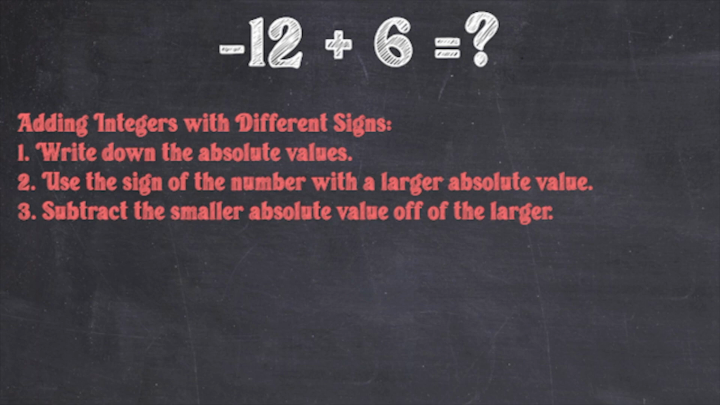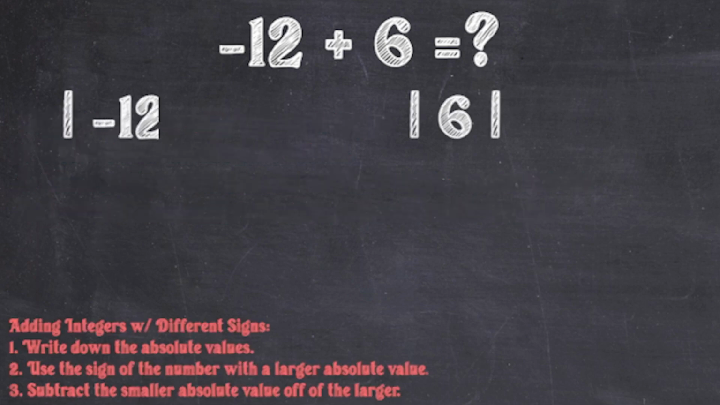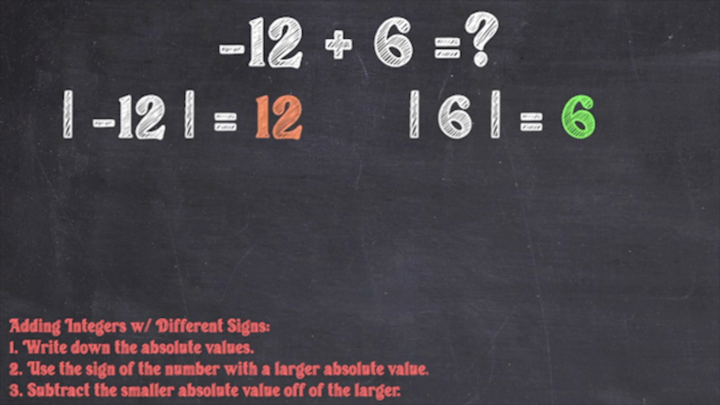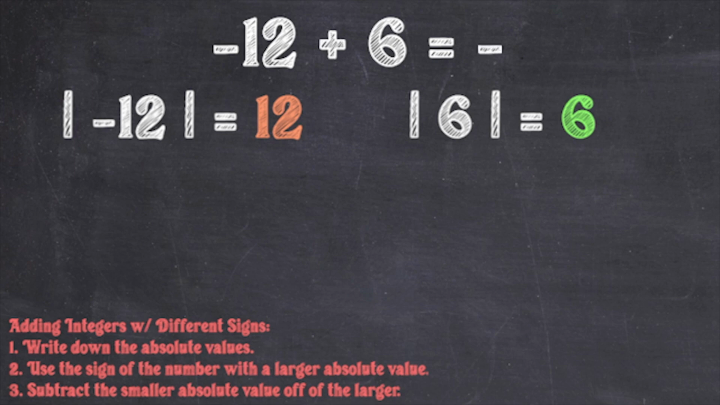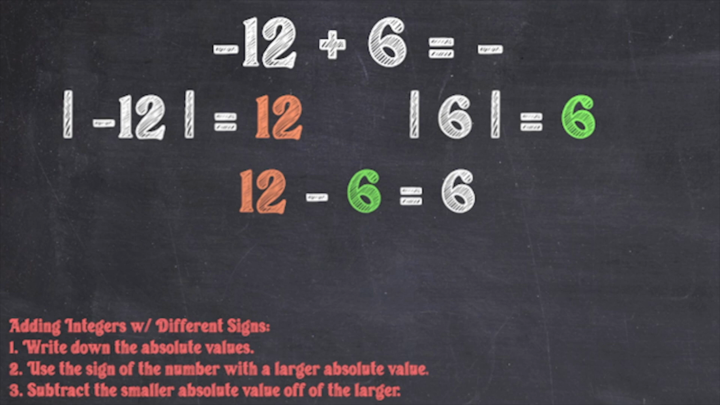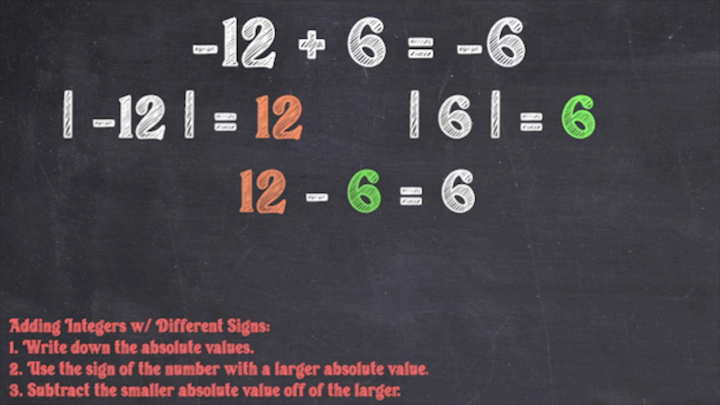Let's try out these steps with the problem -12 plus +6, starting by writing down the absolute values. The absolute value of -12 is 12, and the absolute value of 6 is 6. -12 has a larger absolute value, so our final answer will have the same sign as -12. So let's write down a negative sign to start. Let's now subtract the smaller absolute value from the larger absolute value. Subtracting 6 from 12, we get 6. Writing 6 down next to the negative sign, we can see that the answer to negative 12 plus 6 is negative 6.